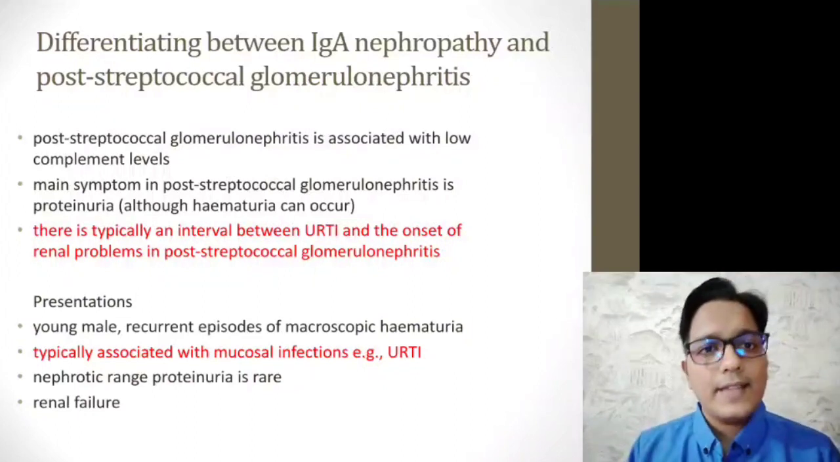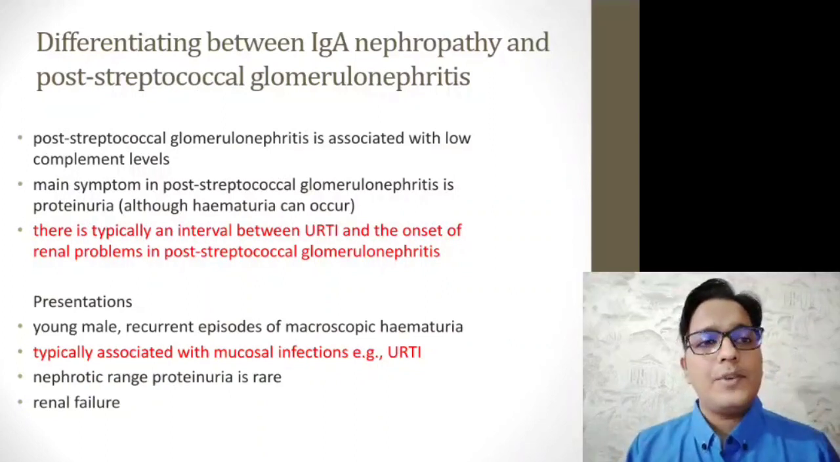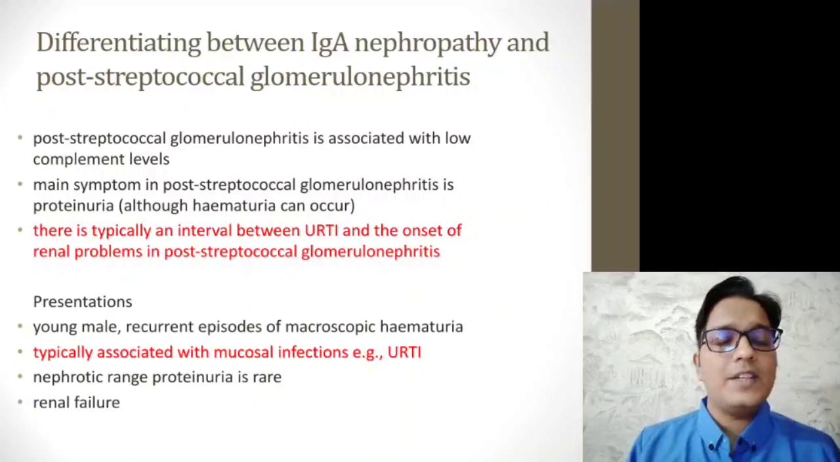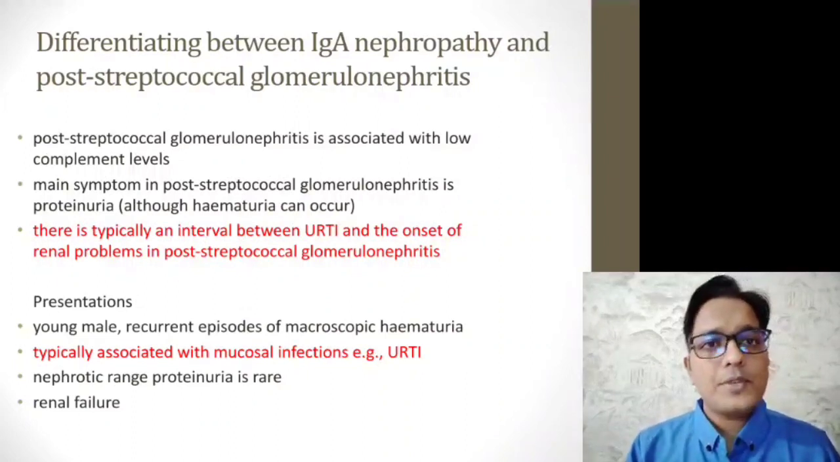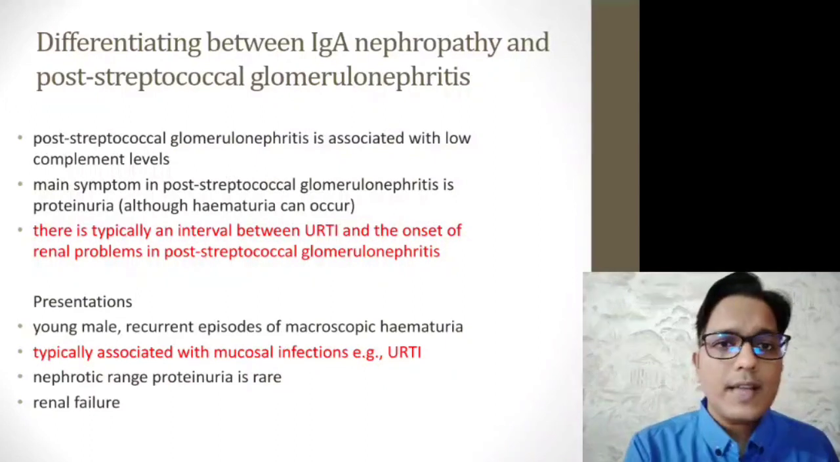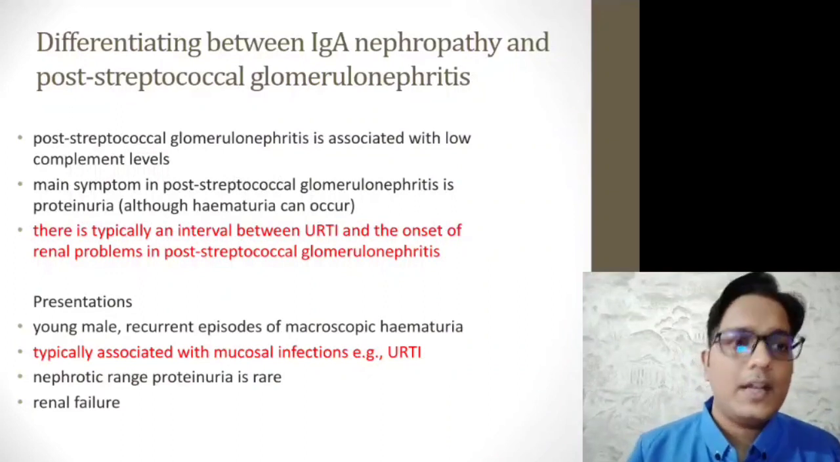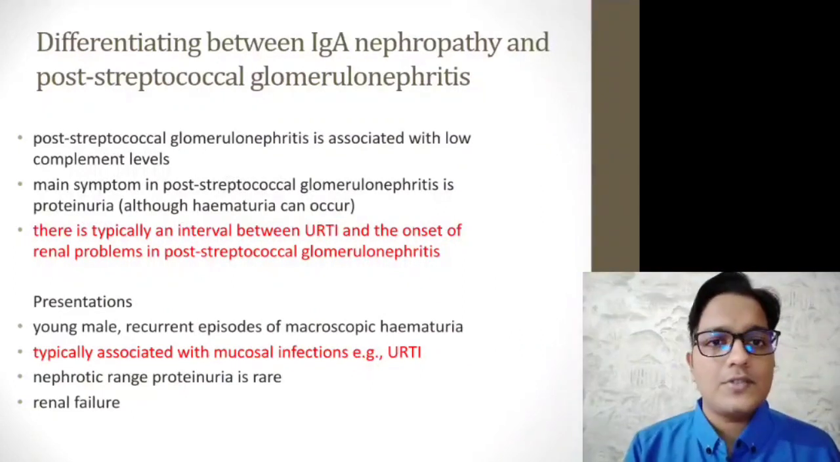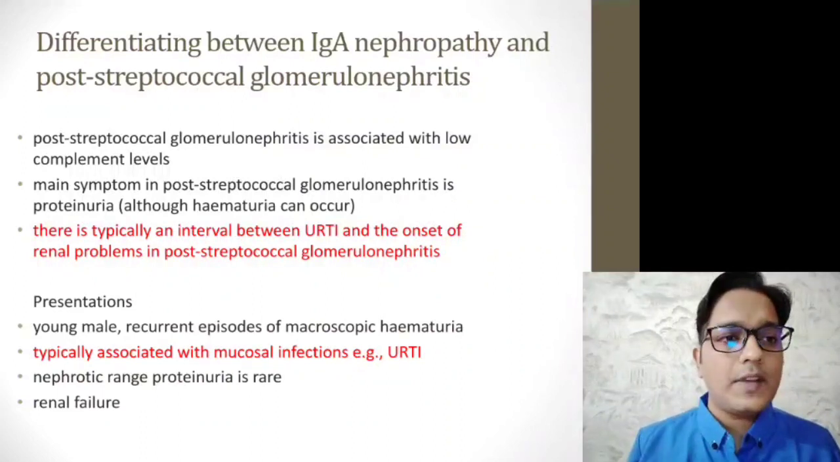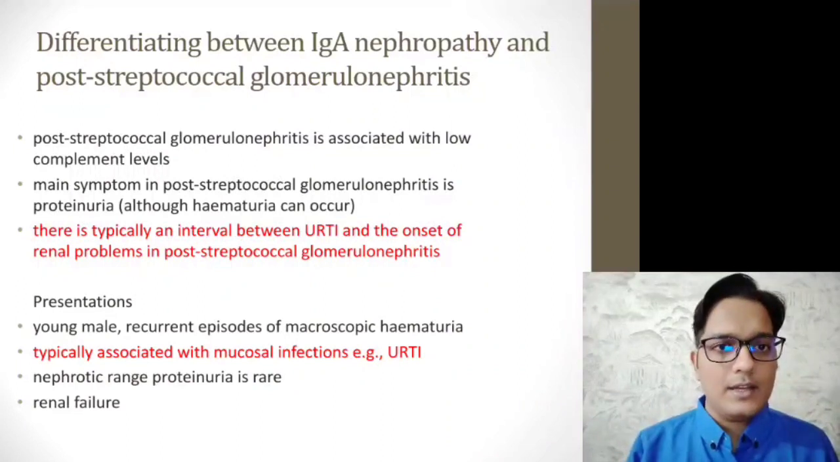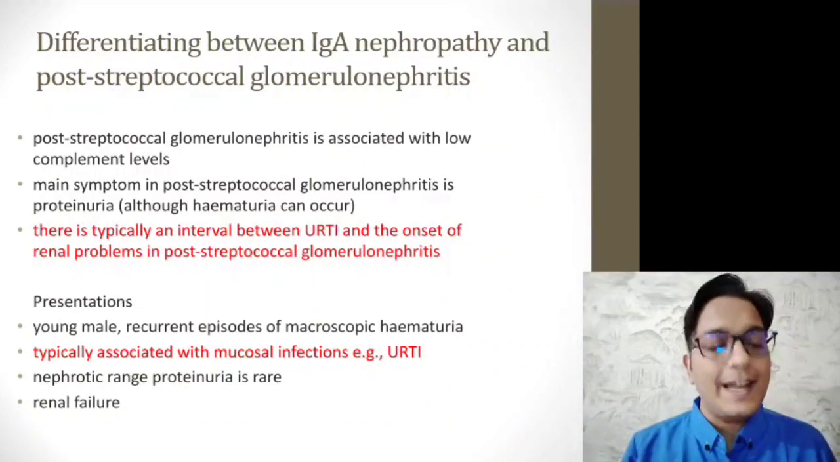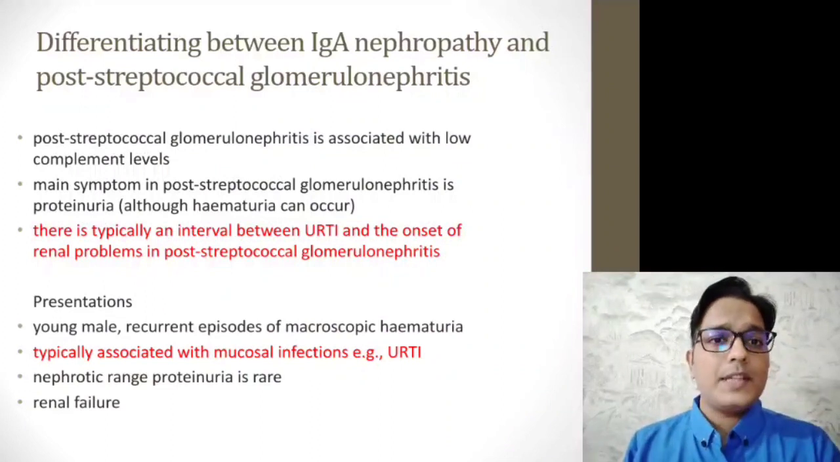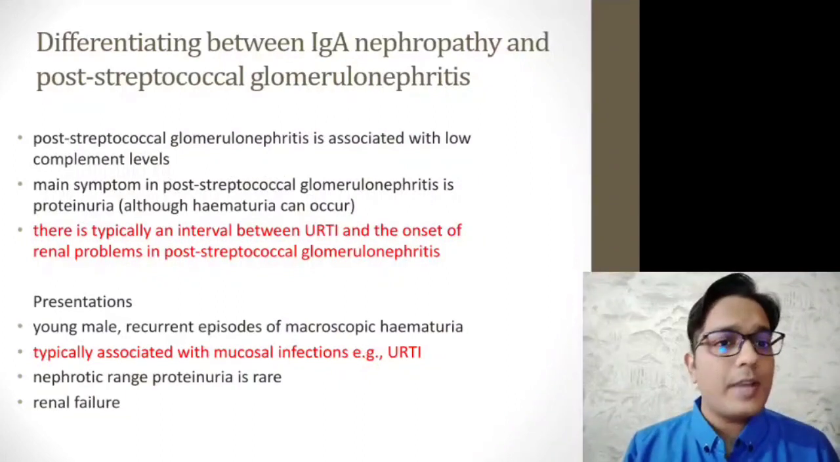This is the first difference, and the second difference is that usually a respiratory tract infection happens, and after 2 to 3 days the IgA nephropathy develops. So there is an association. But in post-streptococcal glomerulonephritis, the upper respiratory tract infection occurs, and after 2 or 3 weeks there is renal involvement. So there is a gap between the respiratory tract infection and the glomerulonephritis. In IgA nephropathy, the gap is smaller. Previously IgA nephropathy was called syn-streptococcal glomerulonephritis, and post-streptococcal glomerulonephritis is another thing. The general presentation is recurrent episodes of macroscopic hematuria in IgA nephropathy.